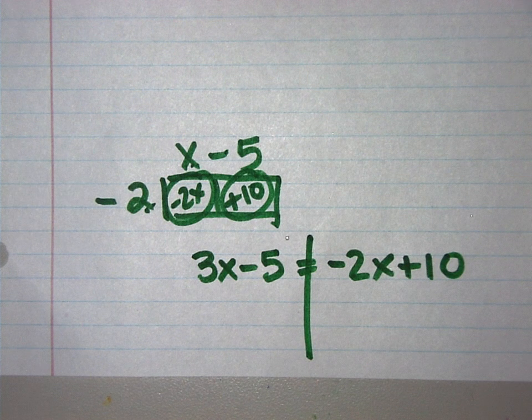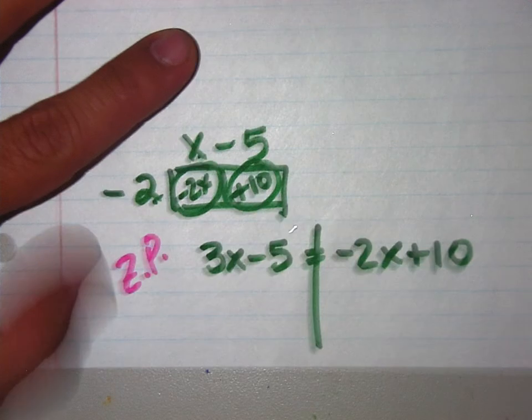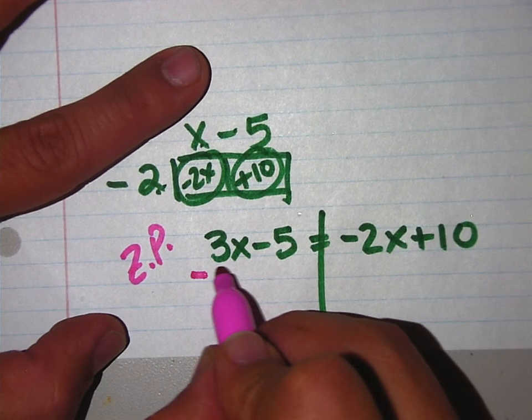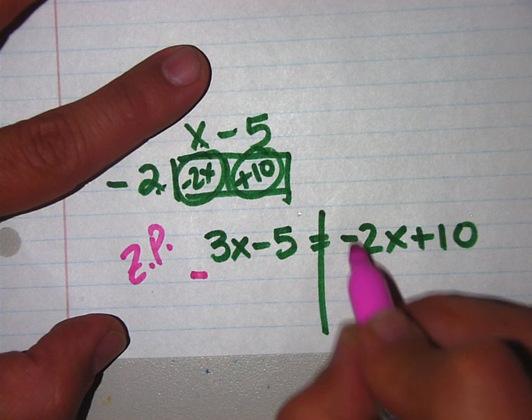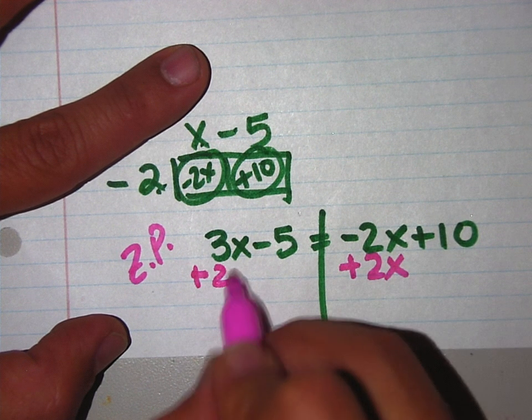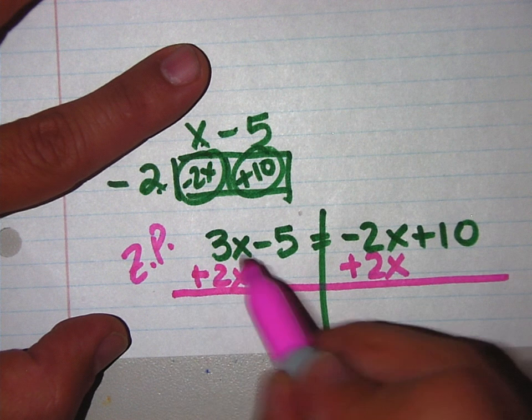Isolate the x. So which one? Zero pairs. Which one? 3x. So you want to take away 3x, or negative 2x? I would do negative 2x because that's a little bit better. I messed up, it's all right. Just follow along. So what do we get here?